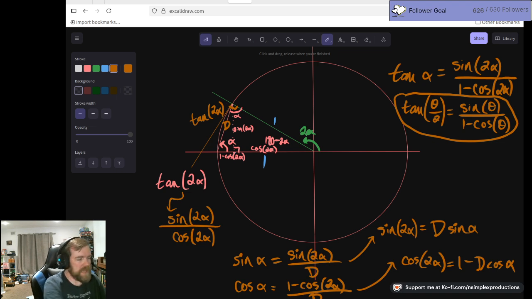So, this is the half angle for the tangent function. So if we wanted to go for figuring out what the tangent of half of a particular angle is going to be based on the angle itself and its trig functions, then we can use this formula that I've just circled. The tangent of our half angle is going to be equal to the sine of the original angle divided by 1 minus cosine of the original angle.